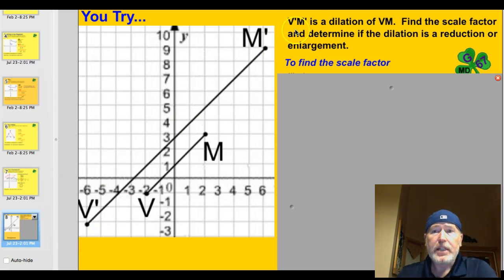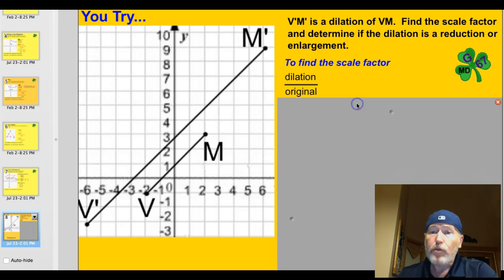V prime M prime is a dilation of VM. Find the scale factor and determine if that dilation is a reduction or enlargement. I'm going to go ahead and give you this little dilation over original to help you find the scale factor. Go ahead and pause the video. Okay, let's take a look.